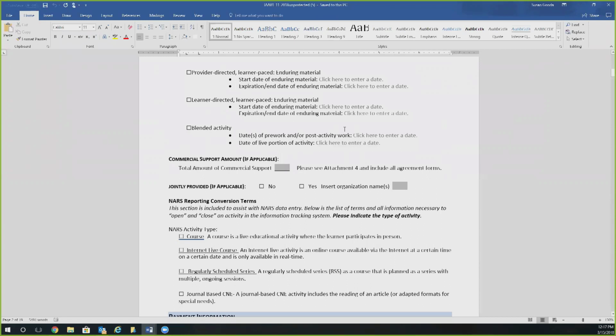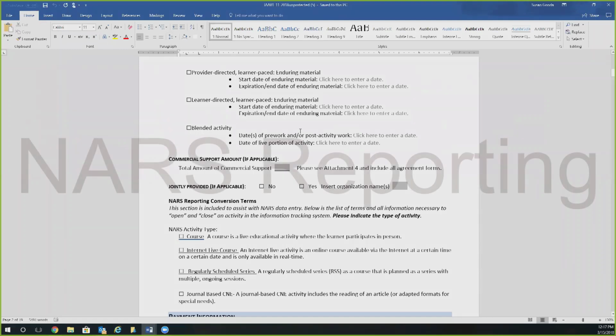So on the commercial support, do you want to put no in there or just leave it blank? Just leave it blank if there's nothing. And if you want to put a 0, you can put a 0 for no money, whatever you'd like.